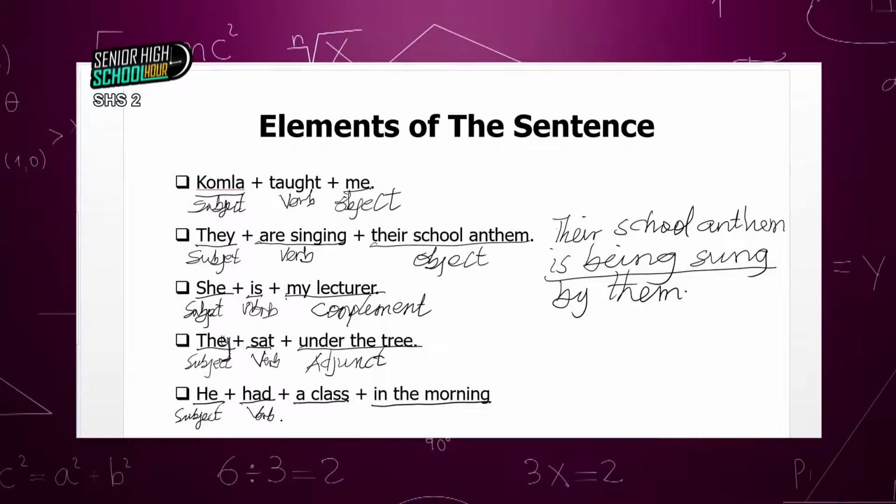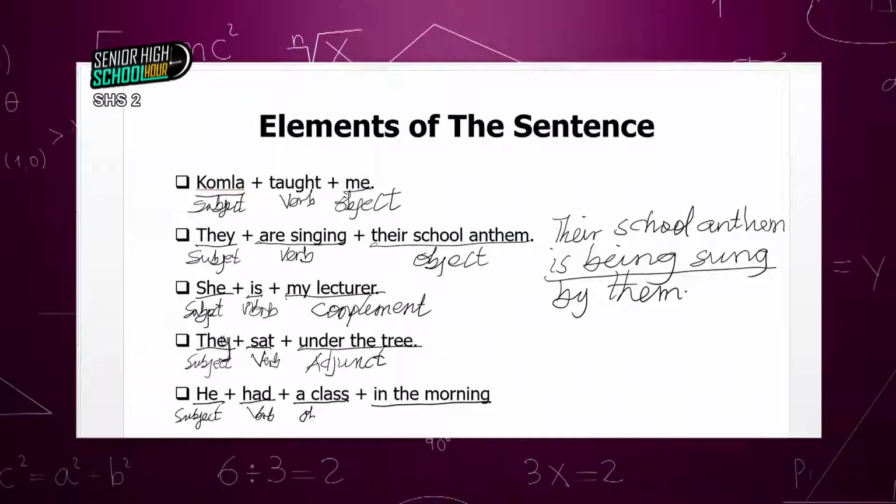He spoke to me in a nice way. In a nice way, underlined, you ask the question, how? And that is also an adjunct. The manner. What we learned in JHS. You don't leave them. You still bring them with you when you are in SHS, and they help you to get a better understanding of the language. So, we move on to the next one. We had a class. Even though had here cannot be passivized as a class was had by us, it's quite awkward. Verbs of sort of ownership or relation will also be object, a class. And then in the morning, time, what is that? Adjunct.